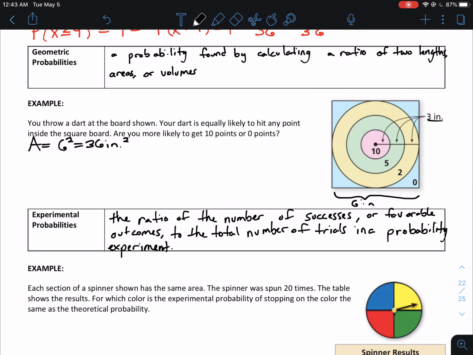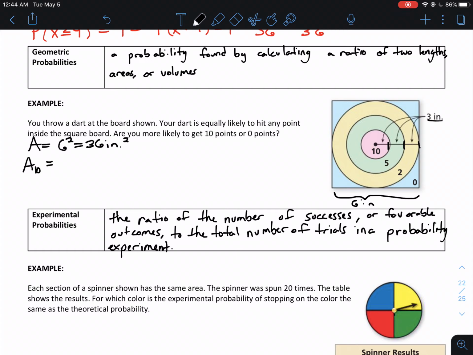Then what we have to do is find the area for both the region with 10 as well as the region with 0. So the area for the inner circle, where it says 10, let's think about how you would find that. We're looking for the area of a circle. It tells us that each of these segments is going to be equal to 3 inches.